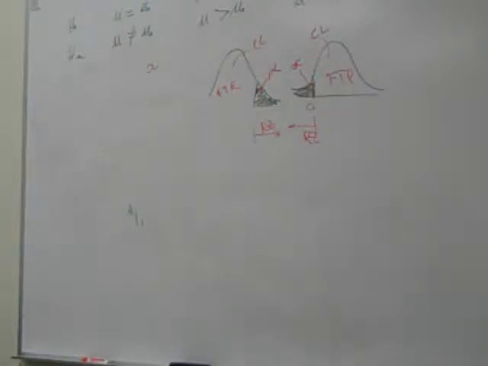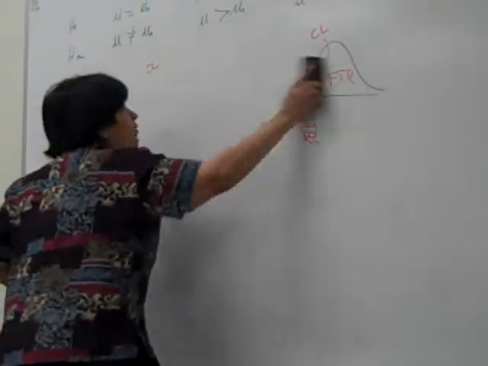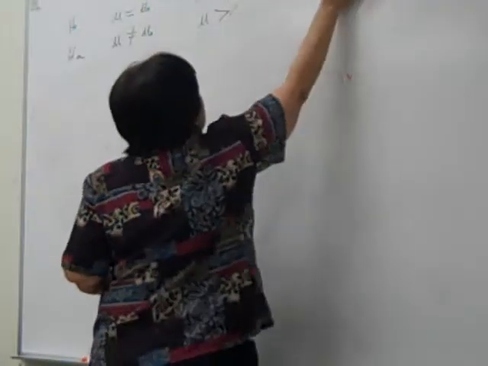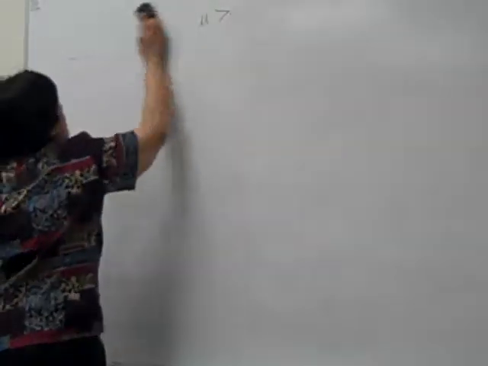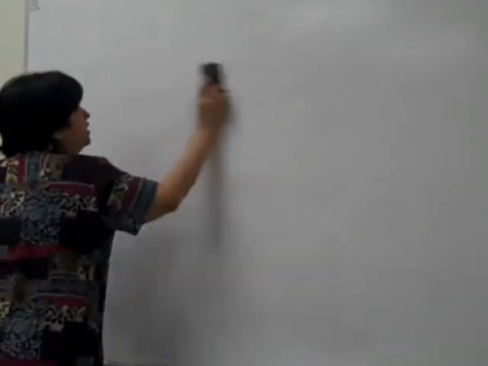Okay, the first part of the chapter is about hypothesis testing, about the value of the population mean against a constant. Chapter 9.